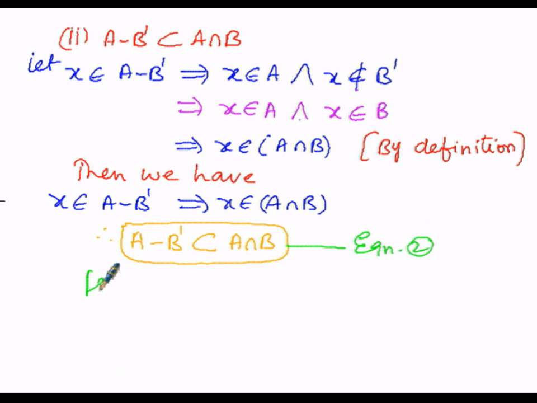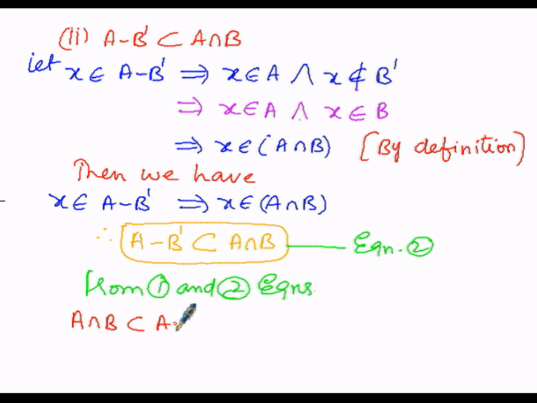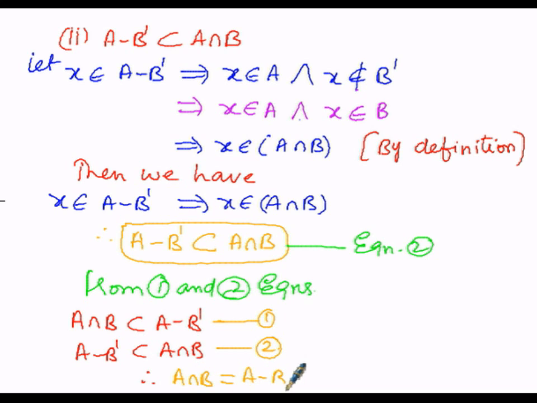So from equations 1 and 2, the first equation is A intersection B is the subset of A minus B dash, and the second equation is A minus B dash is the subset of A intersection B. From these two, it is clear that LHS is the subset of RHS, and RHS is the subset of LHS. Therefore, LHS and RHS must be equal. So in this manner we have proved that A intersection B is equal to A minus B dash.